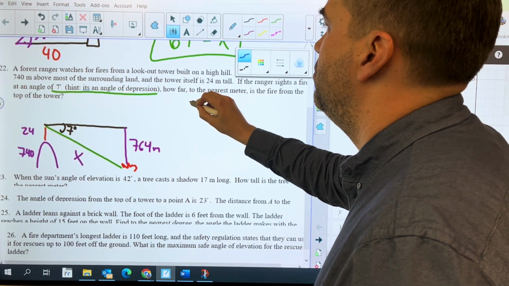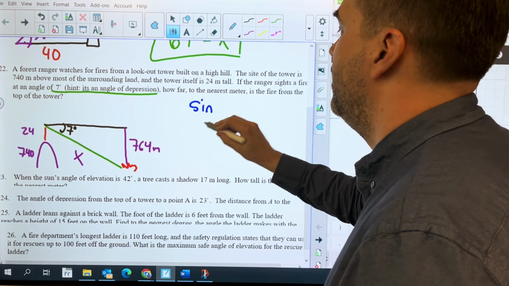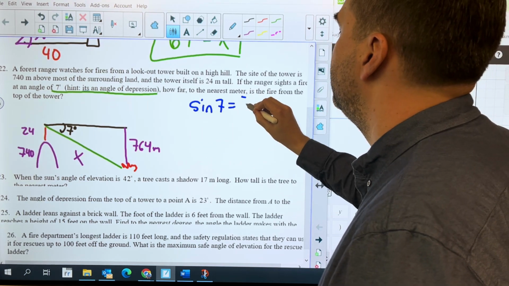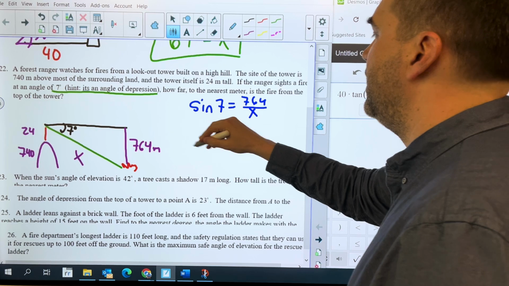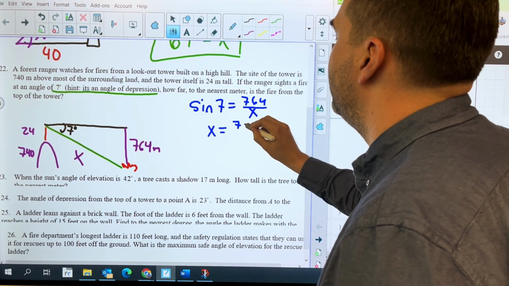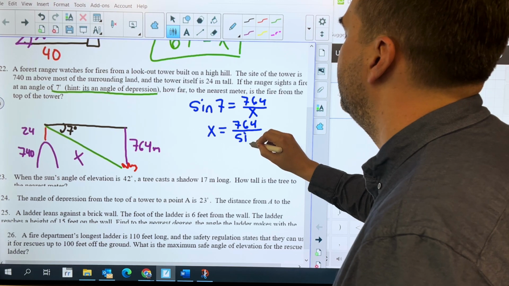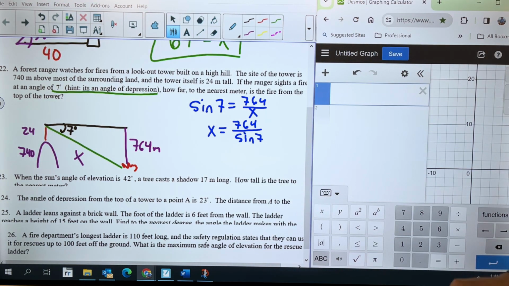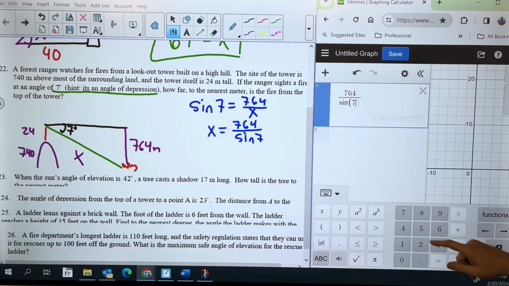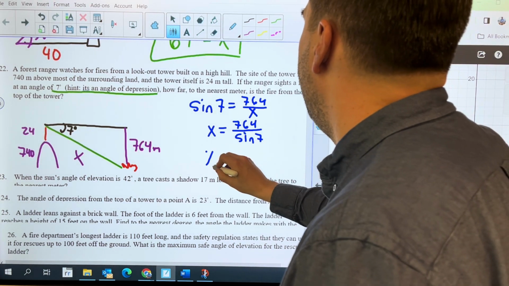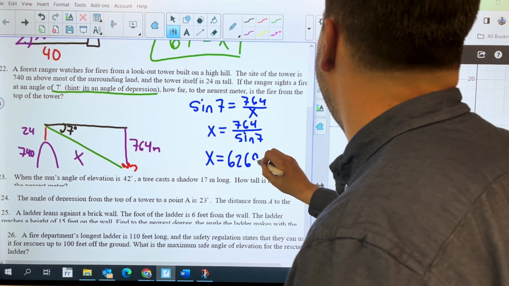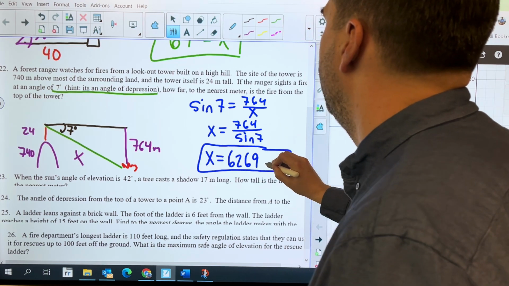So, sine 7 is equal to the opposite, 764, over the hypotenuse, x. Multiply both sides by x, divide by sine. X equals 764 divided by sine 7. Over here, we've got 764 divided by sine 7. And we've got 6,269 meters, and we're to the nearest meter. So here we are, x equals 6269.0. So we'll just go with that many meters.